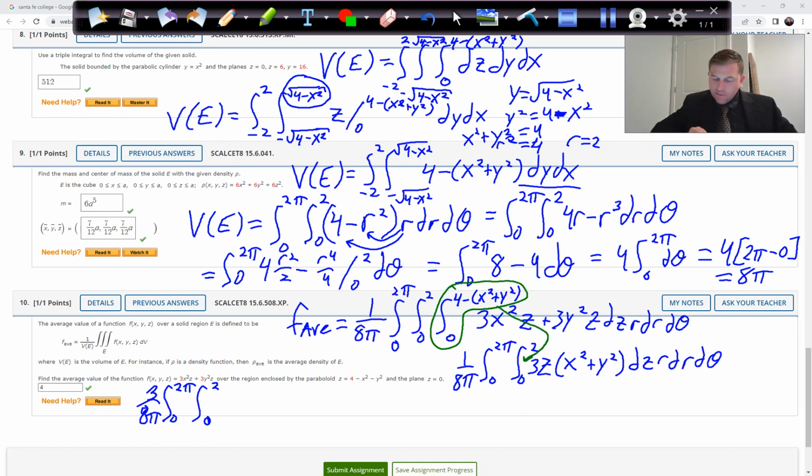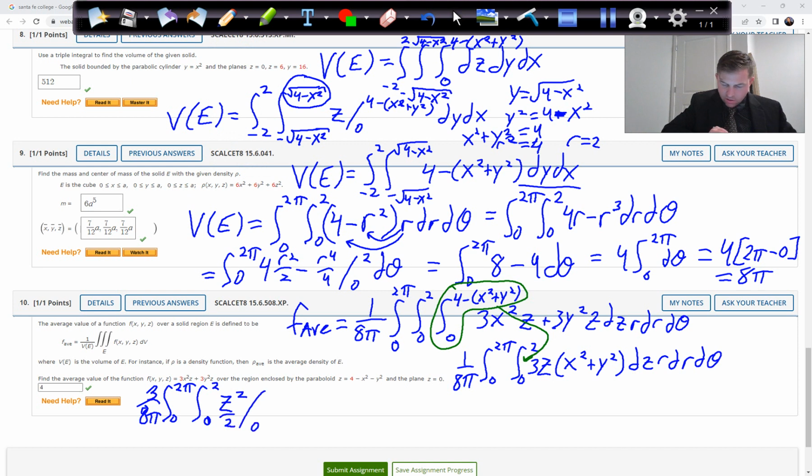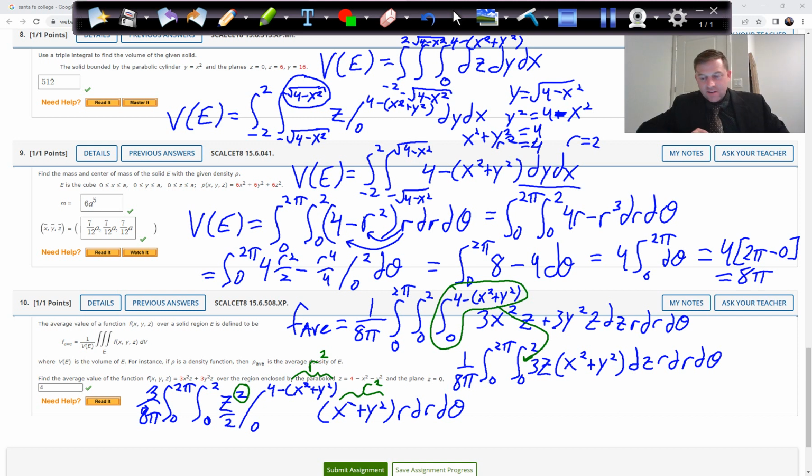Okay, so I am taking the antiderivative now and plugging in those limits. So it's going to be z squared over 2 from 0 to 4 minus x squared plus y squared. And then we have another x squared plus y squared. And then we have r dr d theta. But this is where I'm going to start to do some simplifying. This is really r squared. This is really r squared. But we're also squaring this. So what do we get?